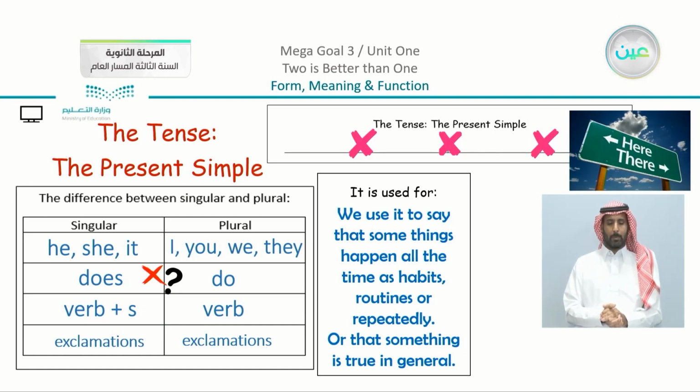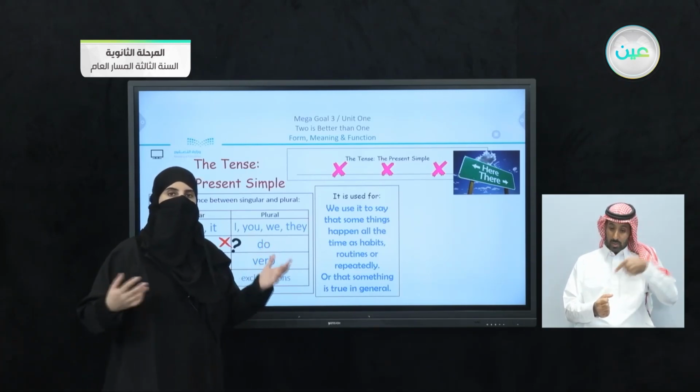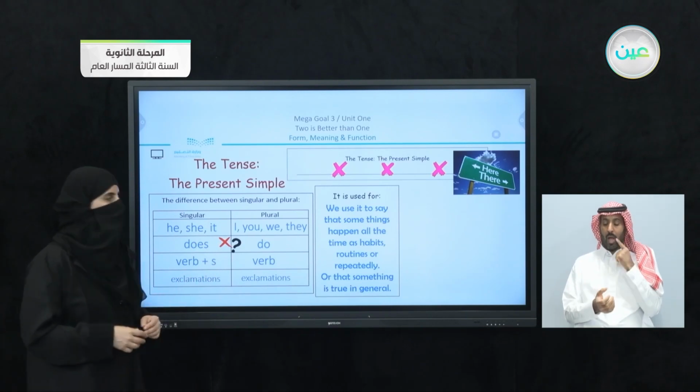And at the very end, we use exclamations. Now, what are exclamations? We can say that, for example, we have here or there. Both of these words are exclamations. They are used with the present simple.